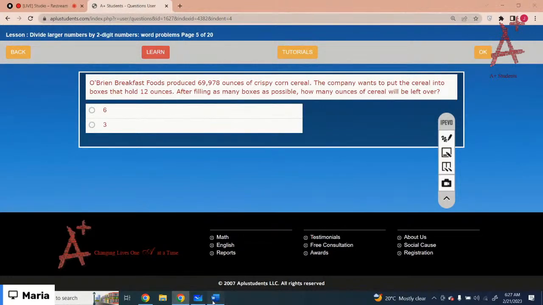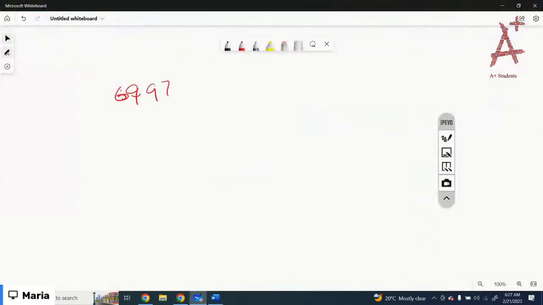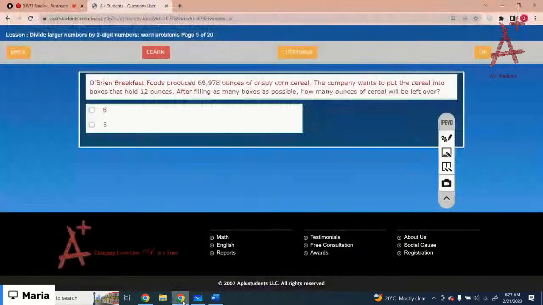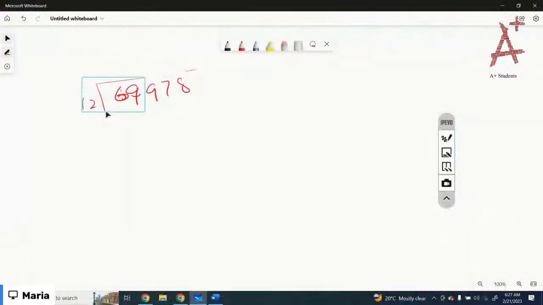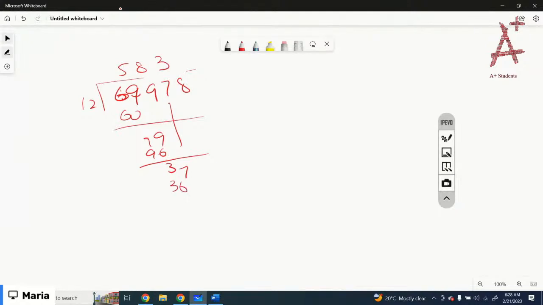978 divided by 12. Okay, we can go for 12 times 5 is 60. Then we can go for 12 times 8 is... sorry, 12 times 8 is 96. Now bring the next digit down. 12 times 3 is 36. 12 times 1 is 12. So we are left with 6.